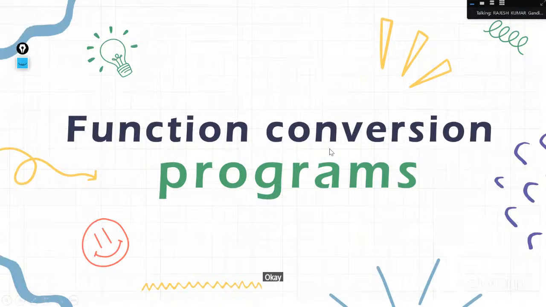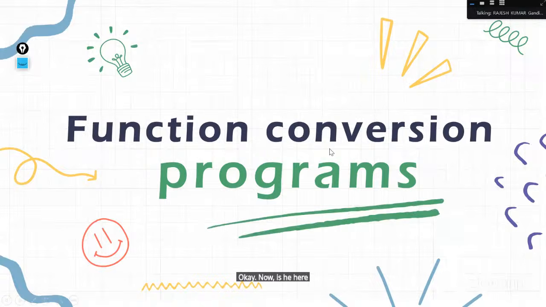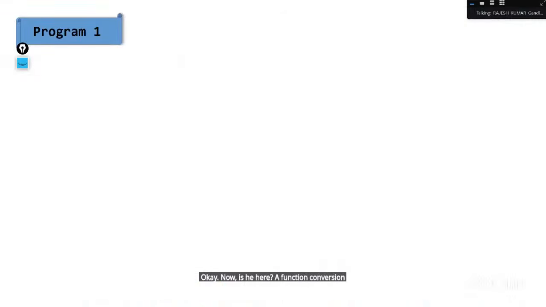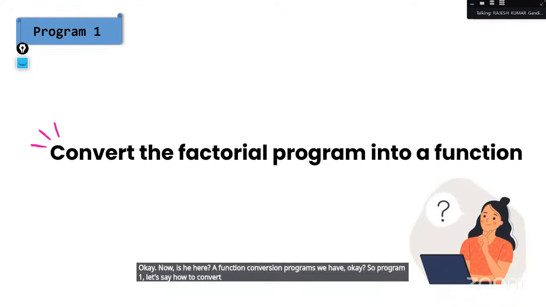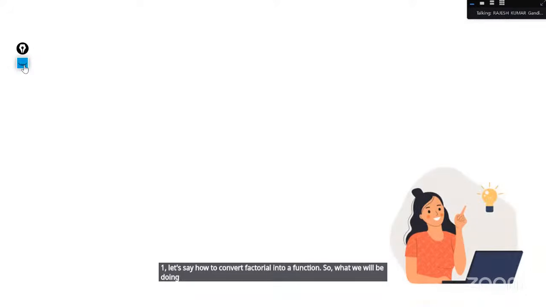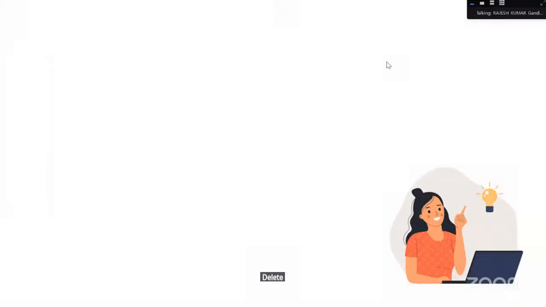Now see here, function conversion programs we have. Program one: let's see how to convert factorial into a function. What we will be doing first is writing factorial. Let me delete this one first. Done. Let me close it.